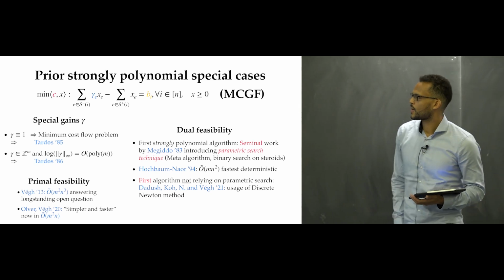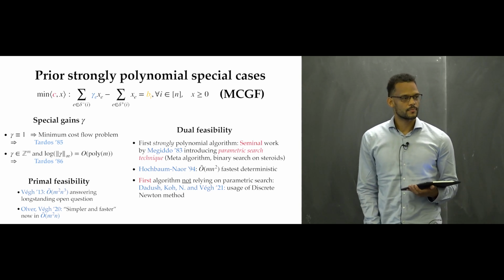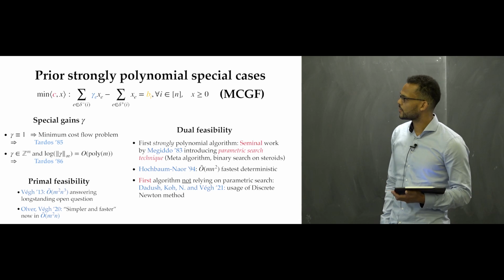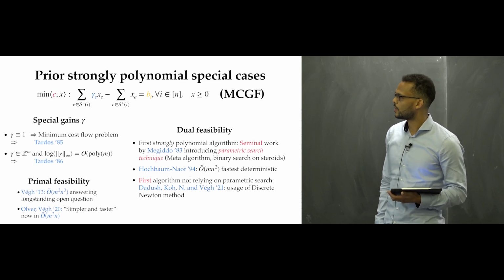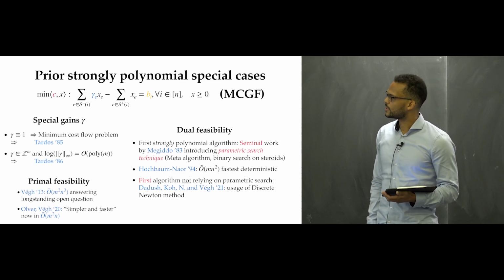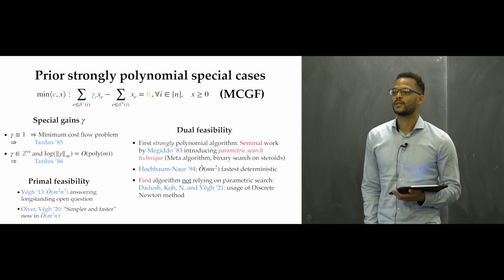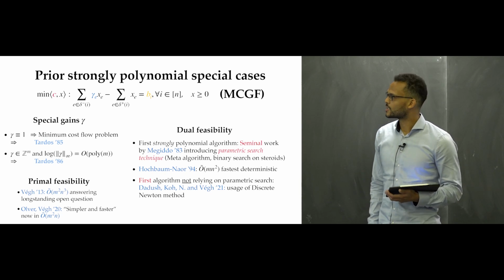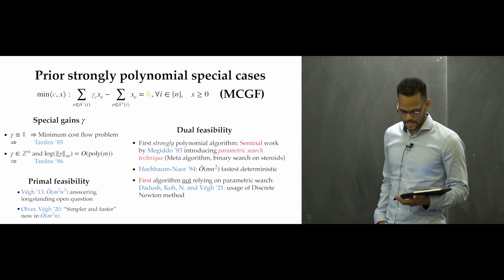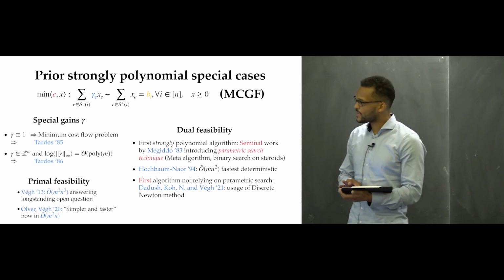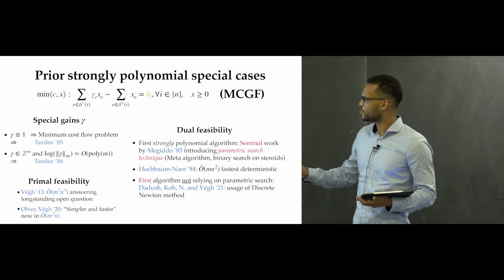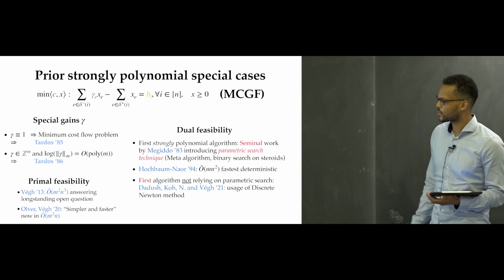Megiddo in the mid-80s came up with the first algorithm. In fact, he introduced the technique of parametric search in that paper, which is a bit like binary search, but a lot smarter. It's a bit of a meta algorithm as well. Yeah, let me not get into details here. The fastest algorithm that does it deterministically is Hochbaum and Naor, order m squared.